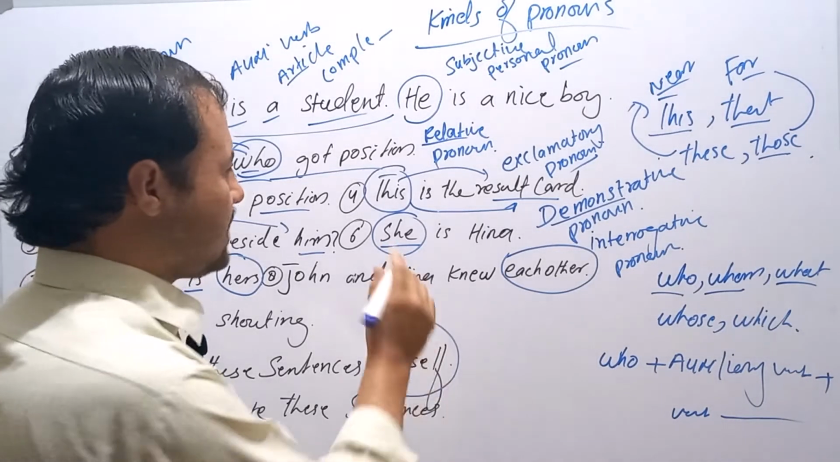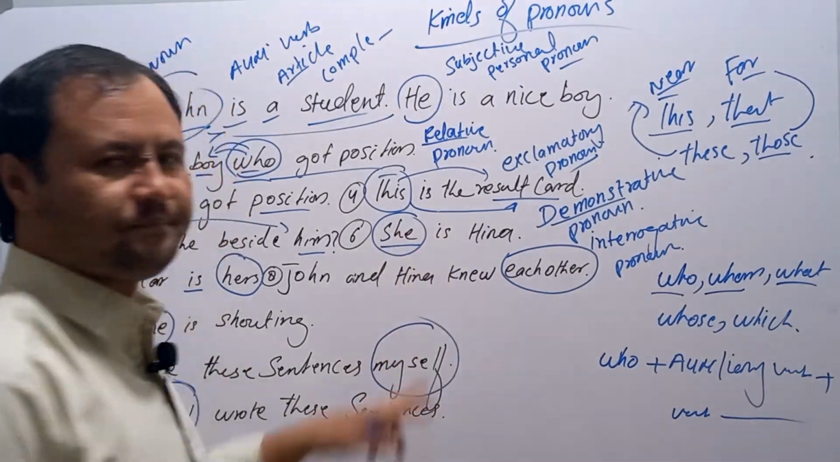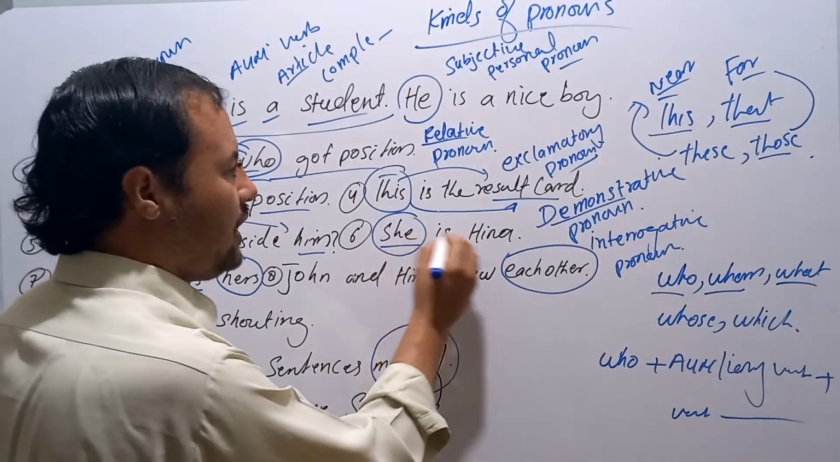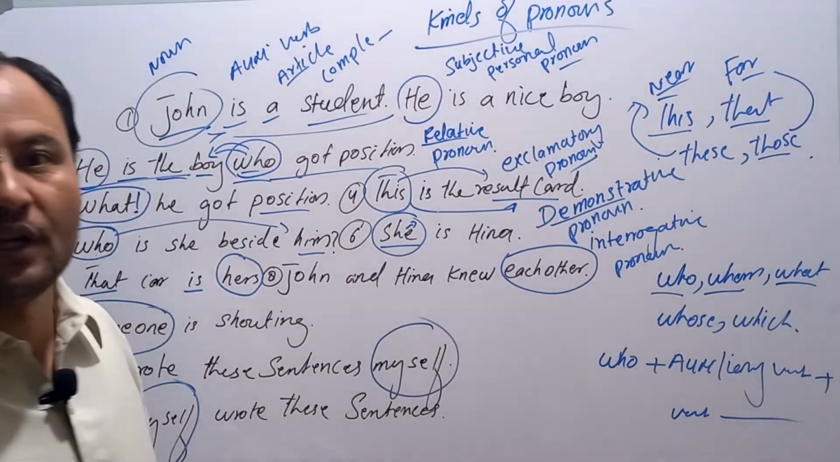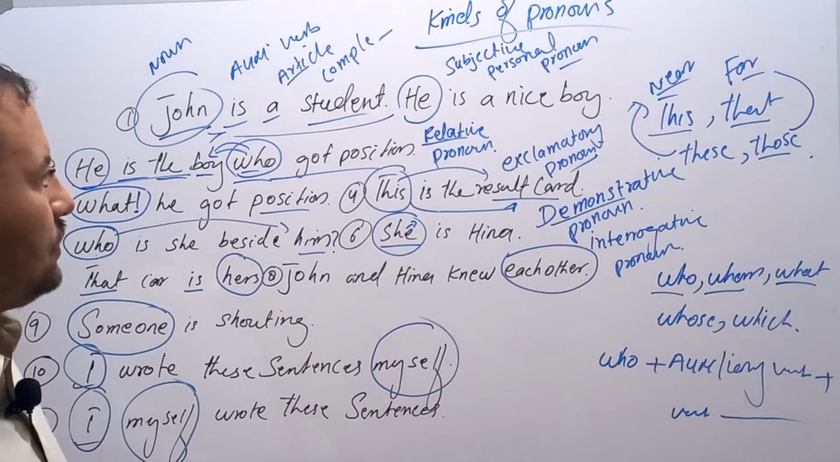Okay, we'll move to the next sentence. She is Hina. Now she is Hina. She is again working as a pronoun, which we call a subjective personal pronoun.